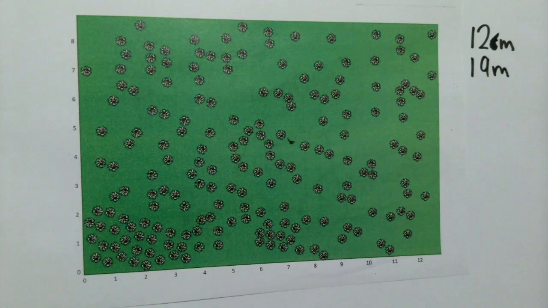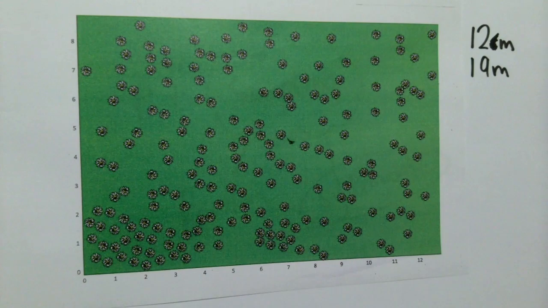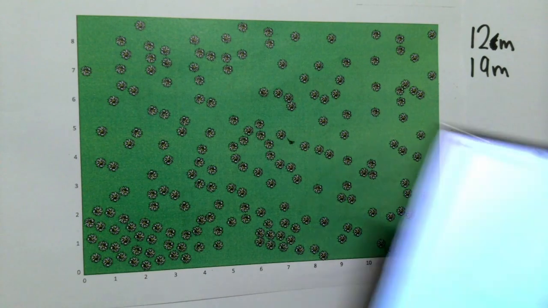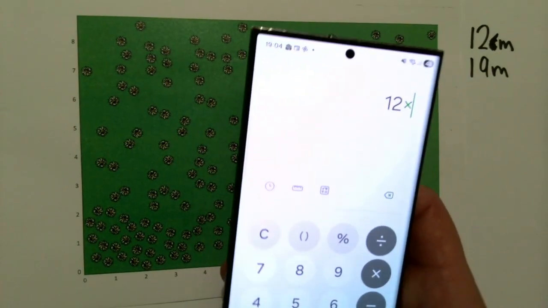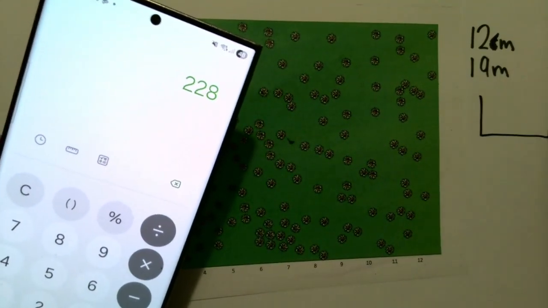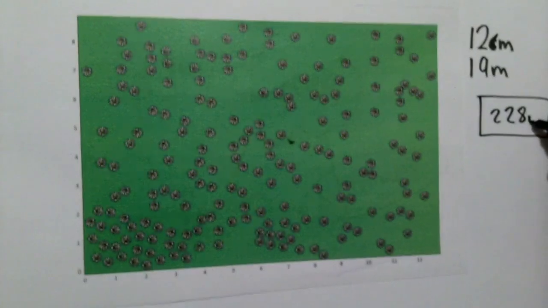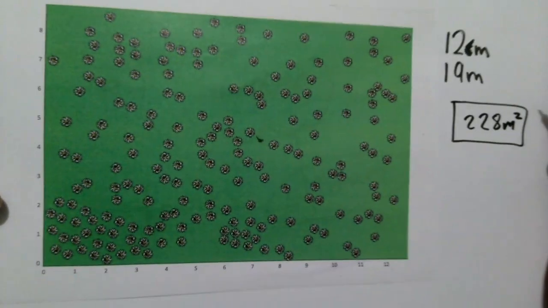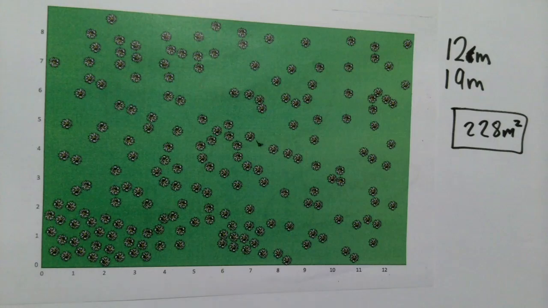First thing I need to do then is work out the area of the lawn I'm about to sample. So here's maths part 1. I'm going to get my little calculator. Here it is. I'm going to put 12 times 19, and that's going to give me that area of 228 meters squared. Okay, that's step 1, calculating the area of our random sample.